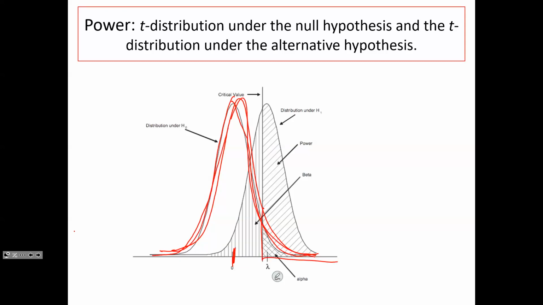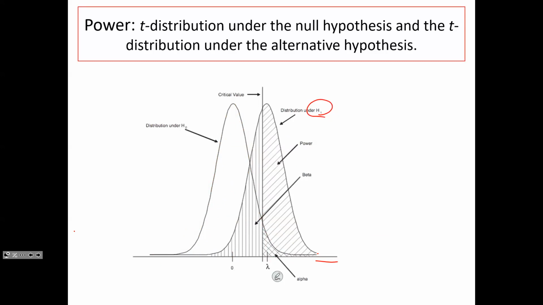But it's also true that if it's not 0 in the population, if there is some number that's not 0 in the population, there's also a sampling distribution around that number. This is the distribution under the alternative hypothesis. So the effect size is 0.2 in the population.